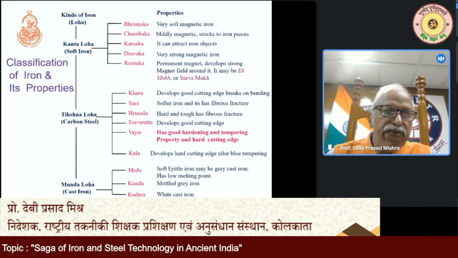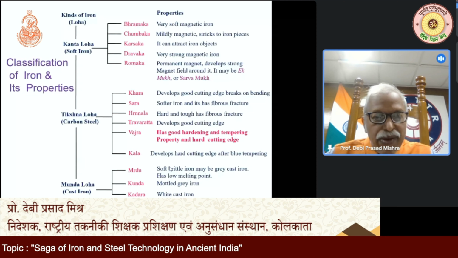And there is a classification of iron and its properties. If you look at it, it's divided into three categories: Kantaloha, Tikshnaloha, and Mundaloha. Basically, soft iron, carbon steel, and cast iron. There are various varieties: Bhramaka, Chumbaka, Karshaka, Dravaka, Romaka. These are all properties that I will not discuss because of paucity of time. There's Khara, Sara, Harnala, Avarta, Vajra.